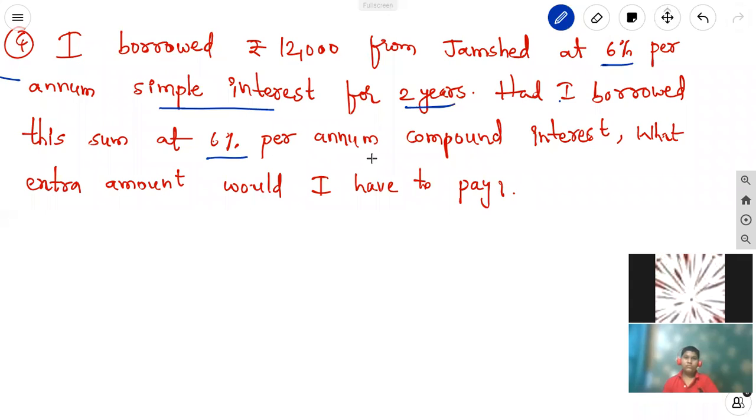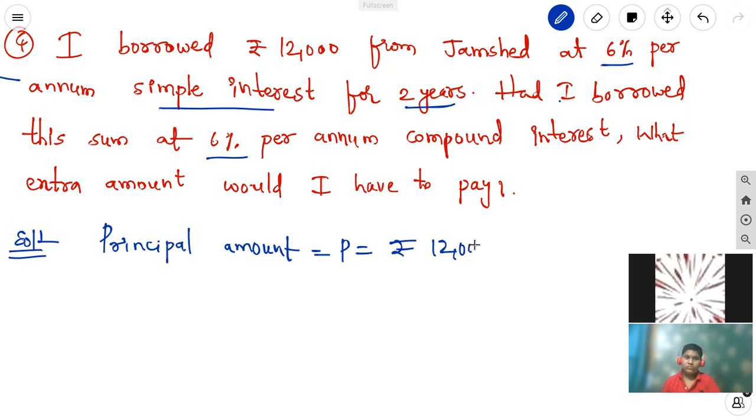See here, 6% per annum compounded interest for 2 years and 6% simple interest. The amount is the same, the percentage is the same, and the time period is also the same. But the interest is different, simple interest and compounded interest. Okay. Here, first we take the principal amount. The principal amount P is equal to 12,000 rupees.